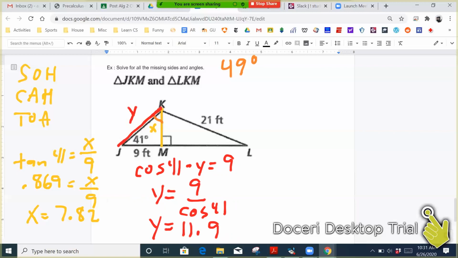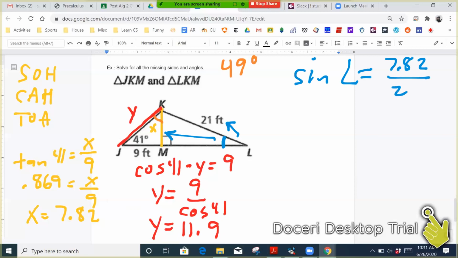Now let's find an angle. Let's look for this angle here. We'll call it angle L. For angle L, we know the opposite leg and we know the hypotenuse. Opposite and hypotenuse is sine. So the sine of angle L is equal to x, which is 7.82, over 21. As a decimal, the sine of L is equal to 7.82 over 21, which is 0.372.